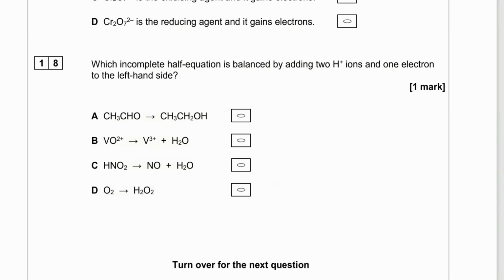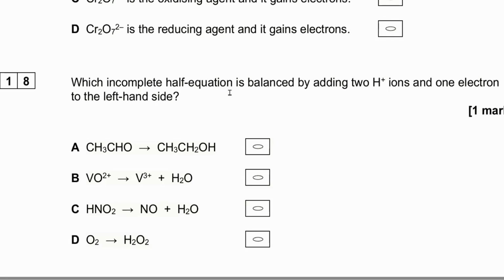Right, 17, 18. Which incomplete half equation is balanced by adding 2 hydrogen ions and 1 electron to the left-hand side? This one's quite easy because there's only one here with electric charges. So you're not going to be able to balance anything by adding 2 plus and 1 minus to the left-hand side. If we look at the first one, if you add 2 hydrogen ions, this is not going to improve the balancing by adding an electron.